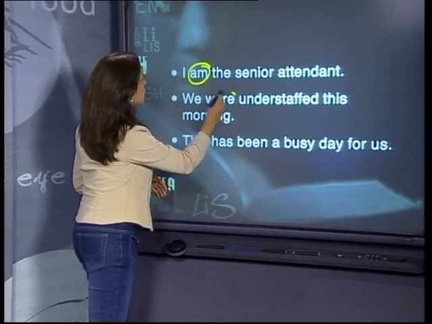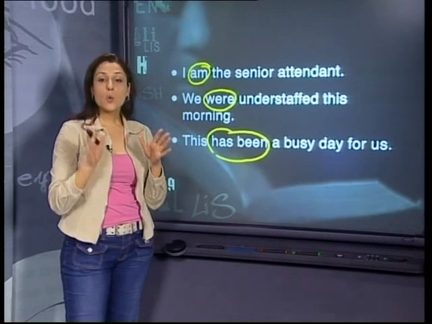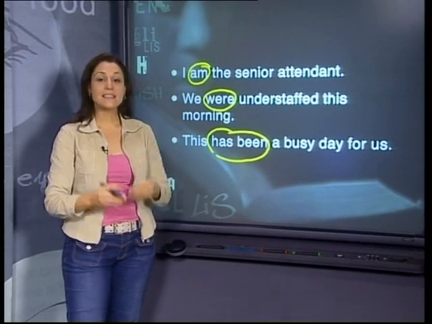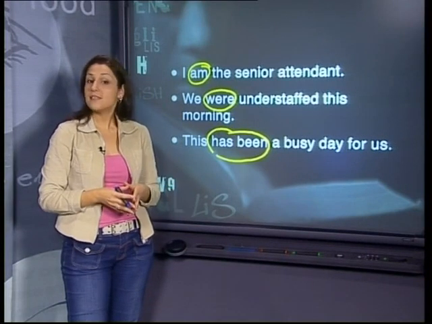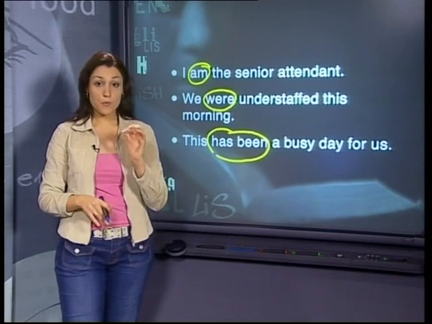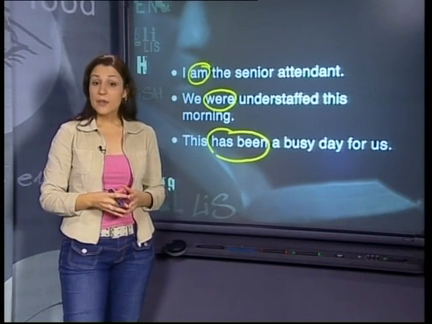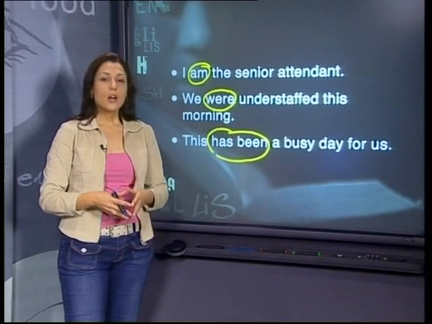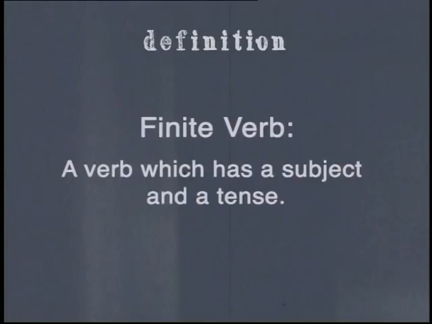Am, were, and has been. These all show examples of existence and therefore function as verbs. So these are proper sentences after all. We said that for a series of words to be a proper sentence, it must have a finite verb. Now that we are comfortable with what a verb is, what is meant by the term finite verb? A finite verb is a verb which has a subject and a tense.